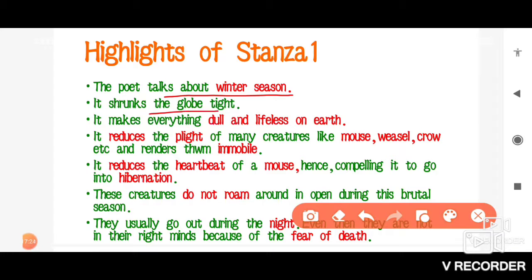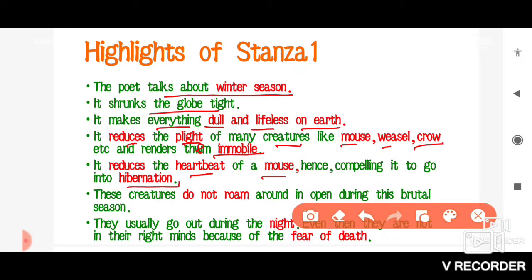It shrinks the globe tight. और क्या मतलब है इसका? It makes everything dull and lifeless on earth. It reduces the plight of many creatures like mouse, weasel, crow, etc. and renders them immobile. It's them, it's not W, it's E over here. Renders them immobile. It reduces the heartbeat of a mouse, hence compelling it to go into hibernation.